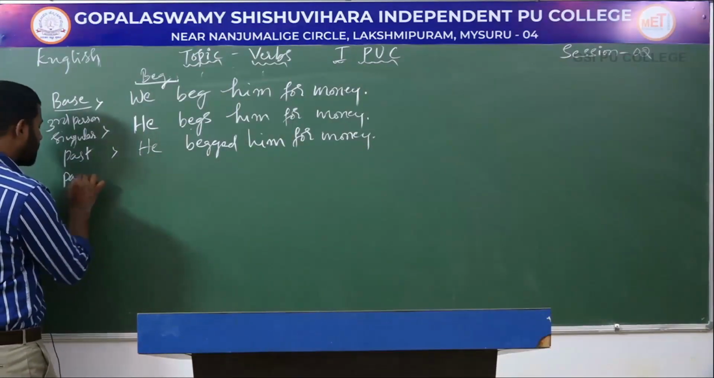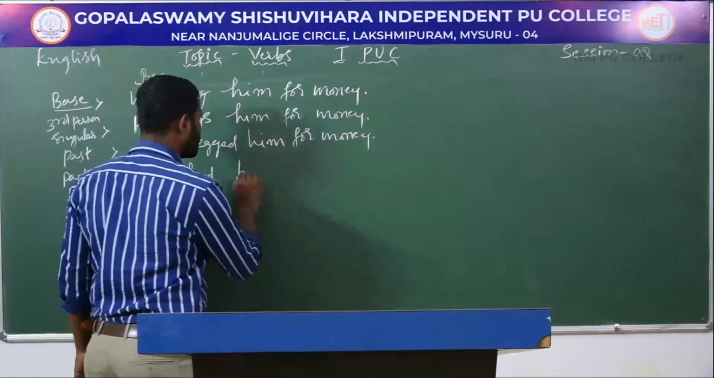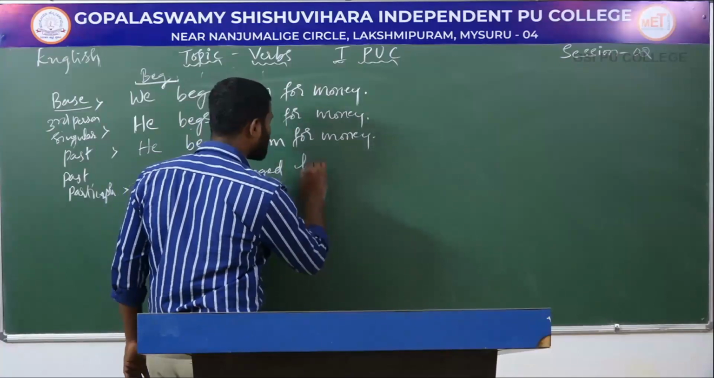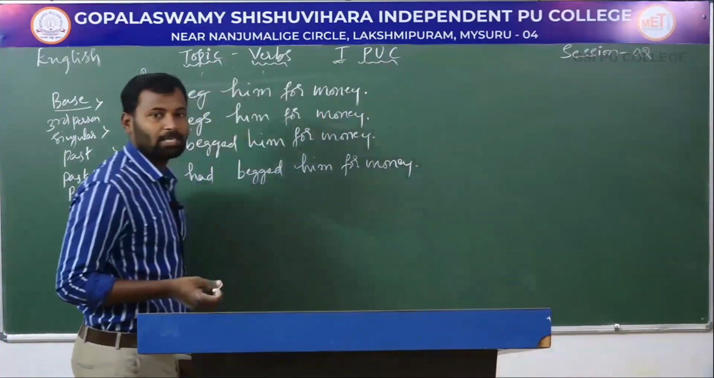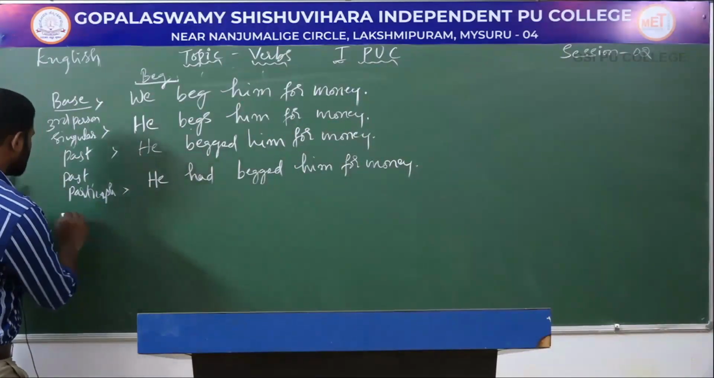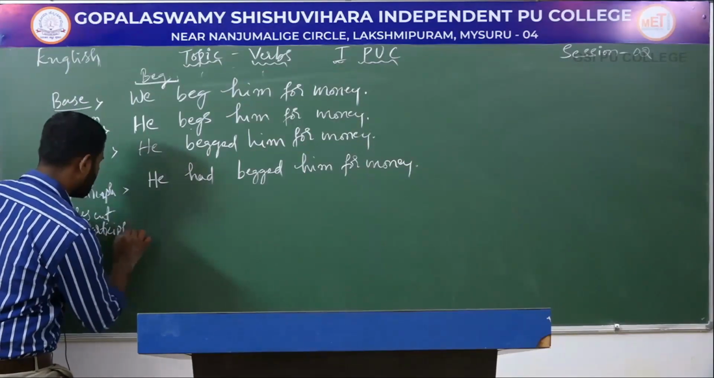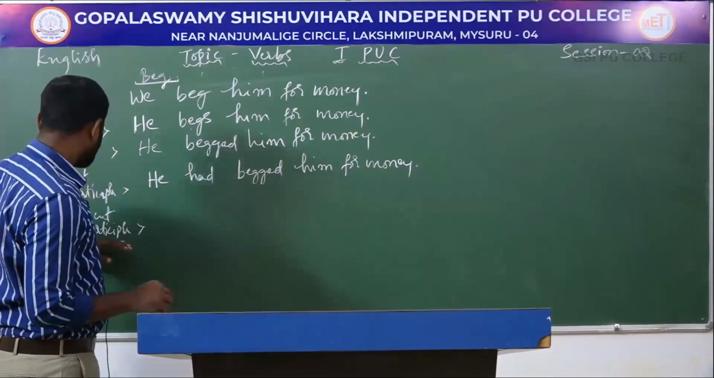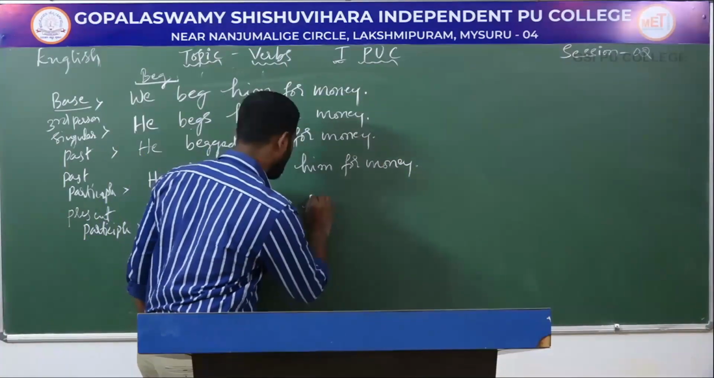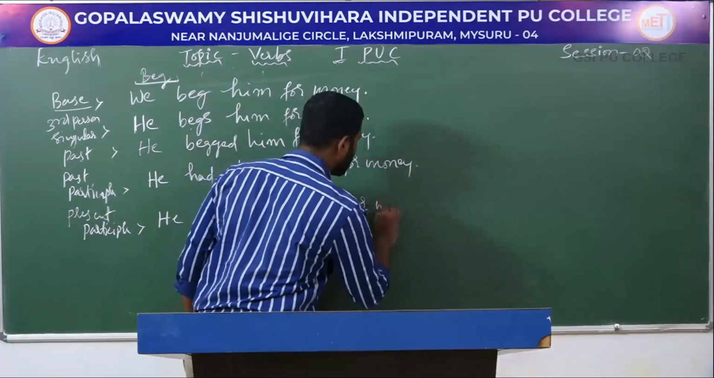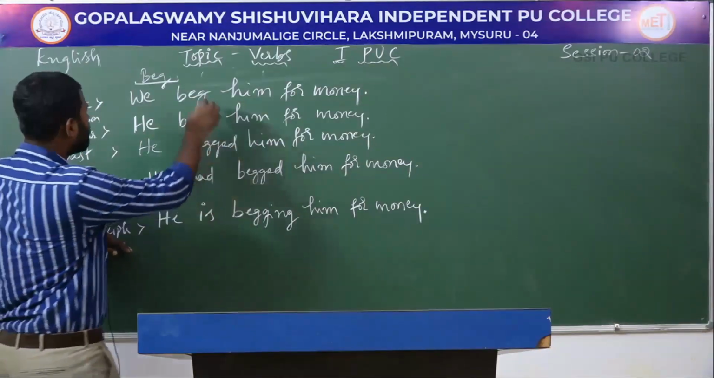And next, past participle. In past participle you have, he had begged him for money. He had begged him for money. So, next is present participle. In present participle you can write, he is begging him for money. So, you can observe the verb beg.